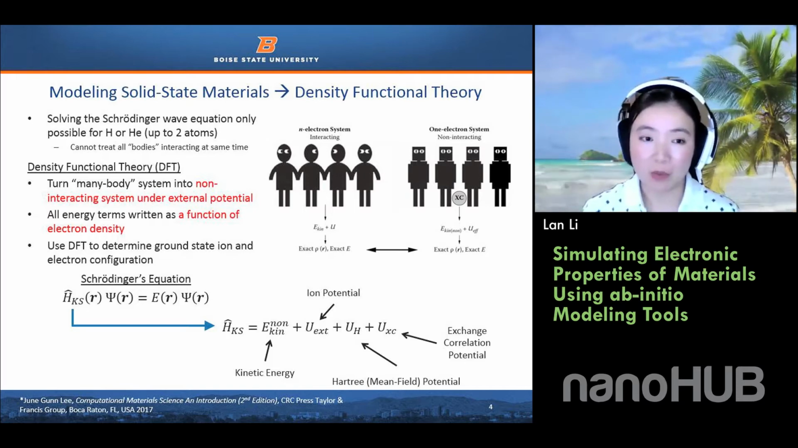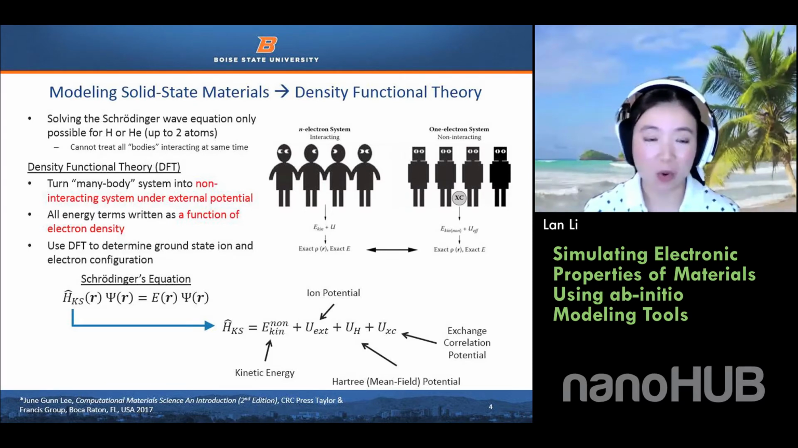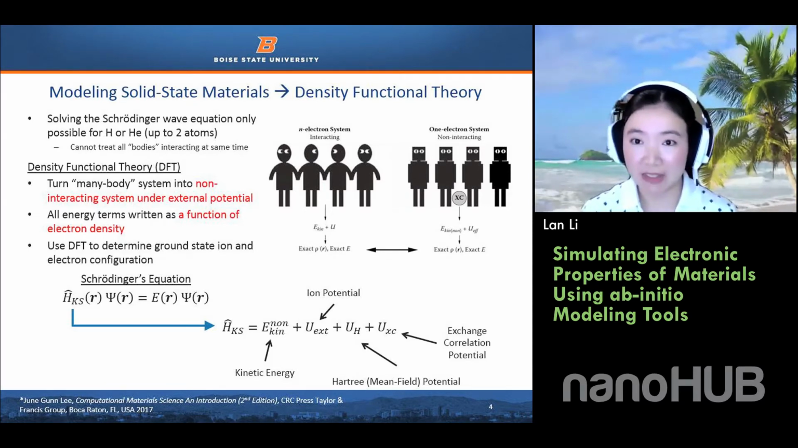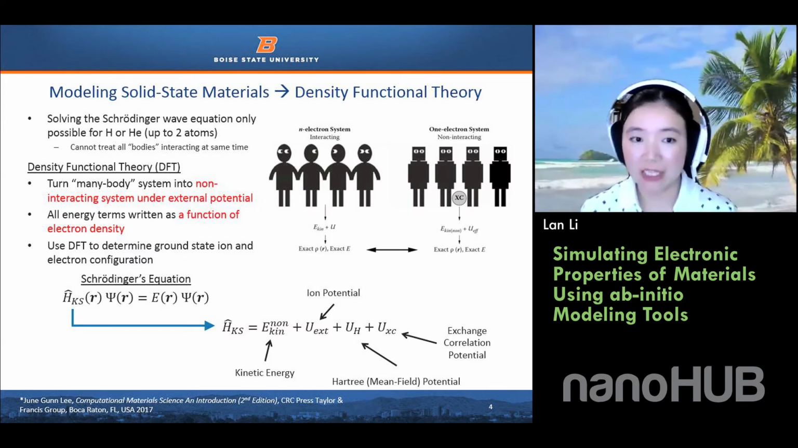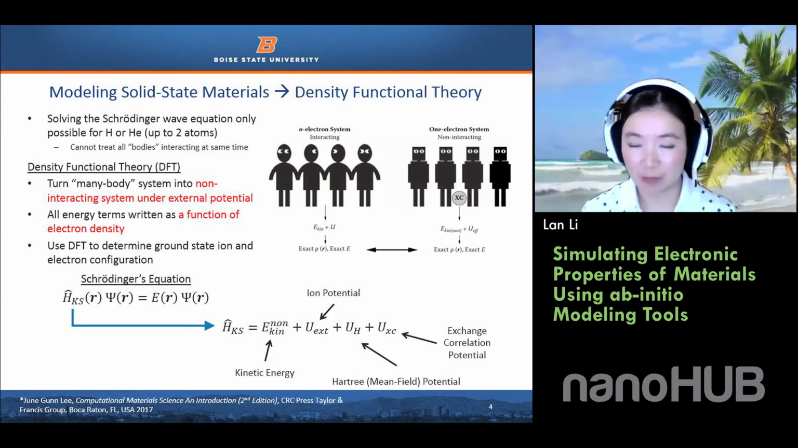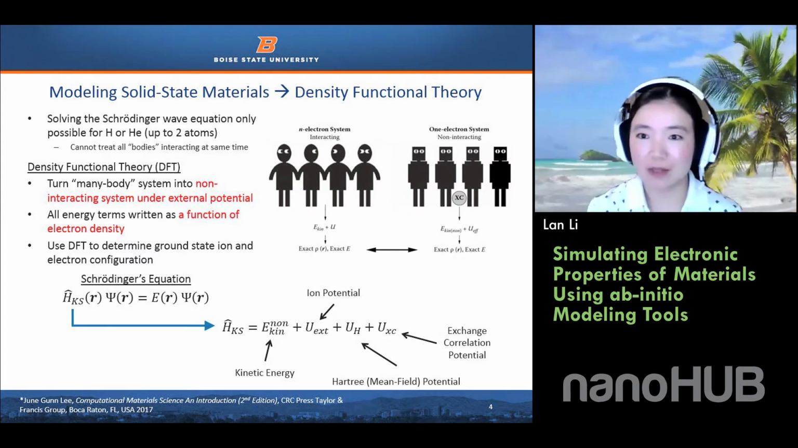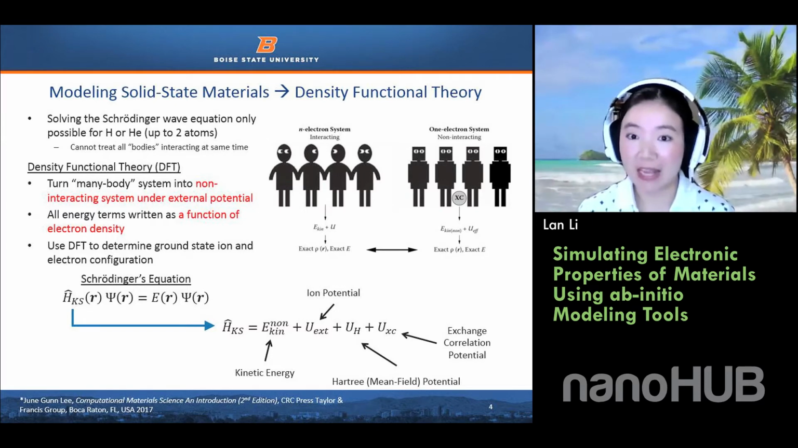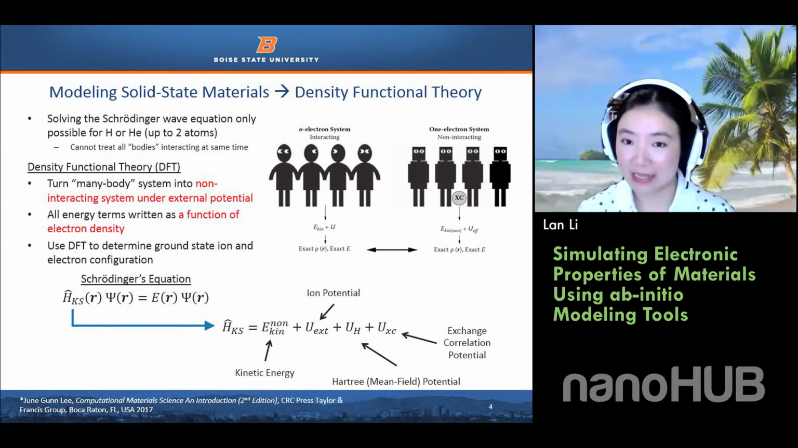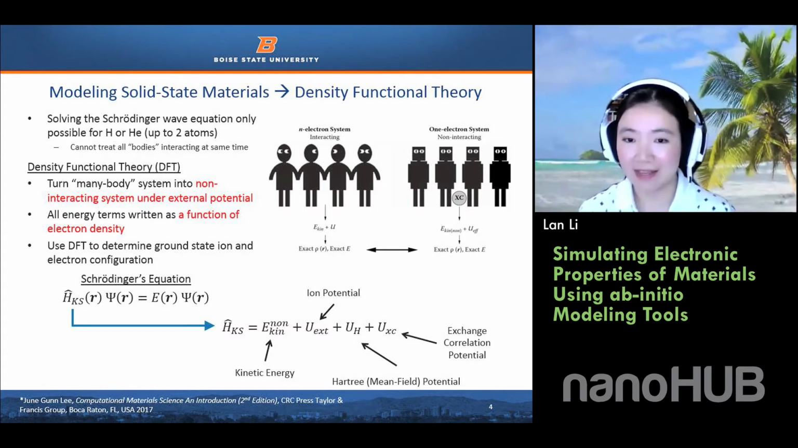One very popular approximation we use in quantum mechanics is called density functional theory, or DFT. What DFT tries to do is turn the many-body system, where you can think of many electrons, into a non-interacting system under an external potential. I really like this figure to simplify what the real system looks like and what DFT tries to approximate. For the real system, if you have n electrons and they interact with each other, it's more like human beings all holding hands.